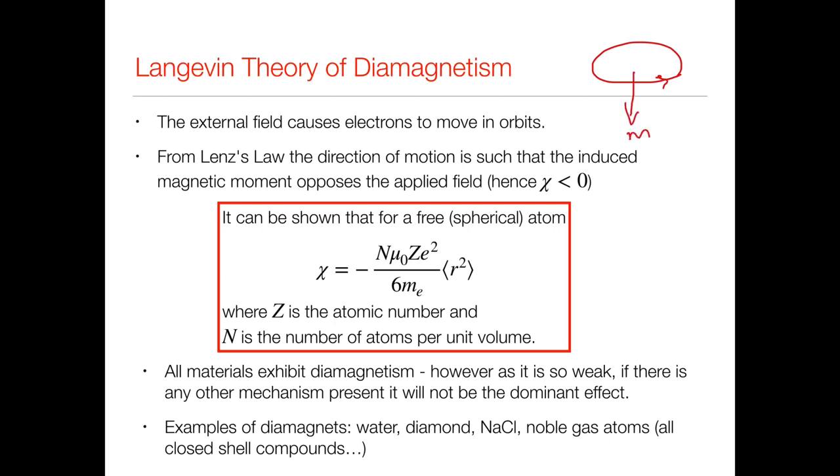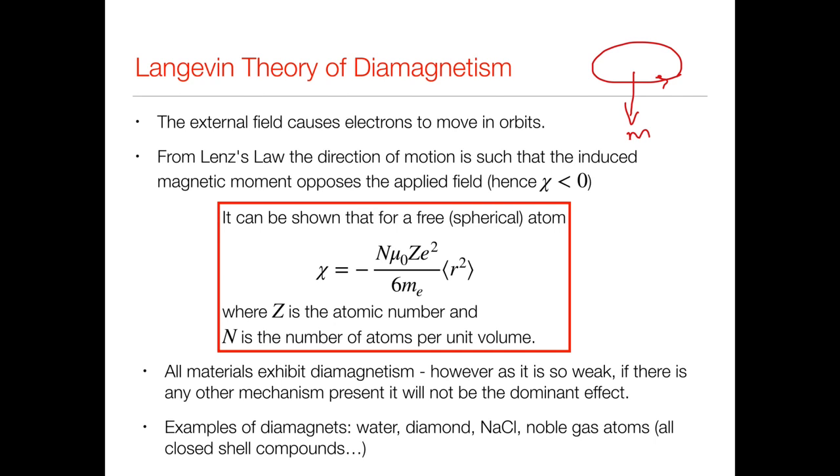Now, Lenz's law tells us that the direction of motion should be to oppose the applied field. And that's why the susceptibility is negative. So actually we can understand this in a sense from the equations of classical electromagnetism.